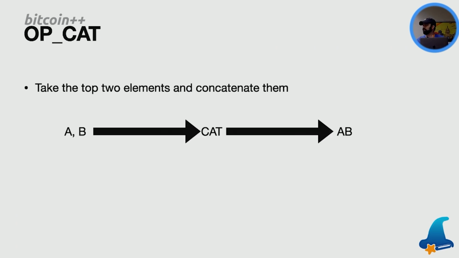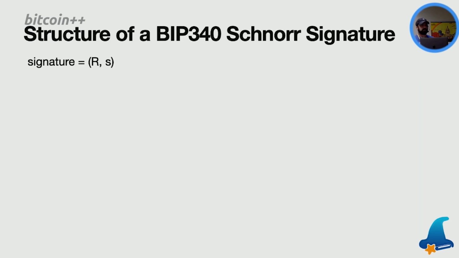So we're going to talk about two things. Mostly, we're going to talk about OpCat, and we're going to talk about Schnorr signatures. This is the really short slide before we get into how Schnorr signatures work. OpCat, super simple opcode. We take two elements on top of the stack, we concatenate them, and they go back on the stack. So you take A and B, cat them together, and you get AB as a single element.